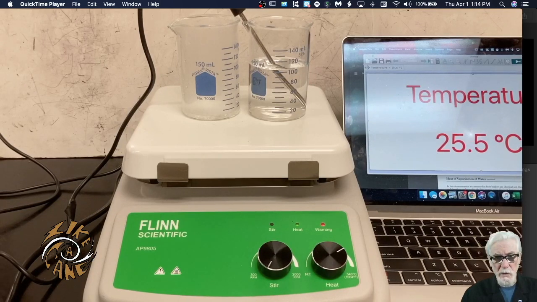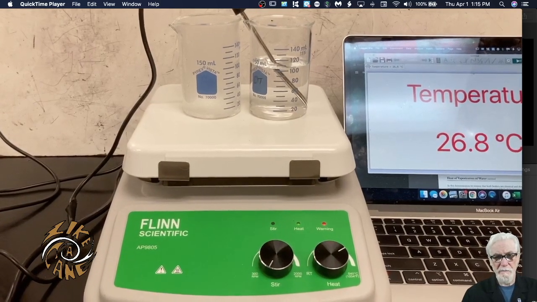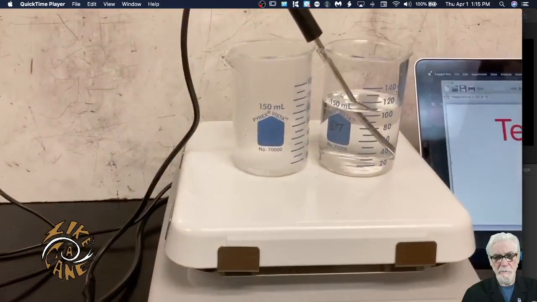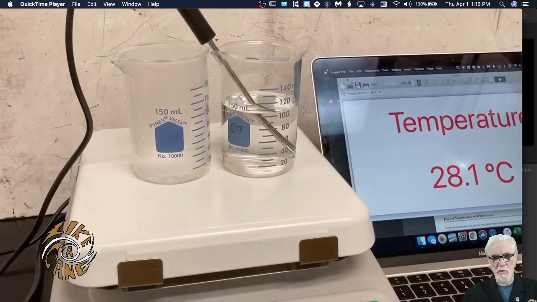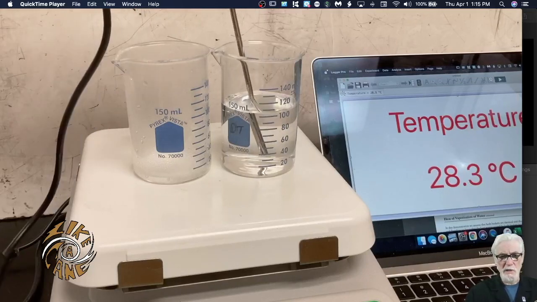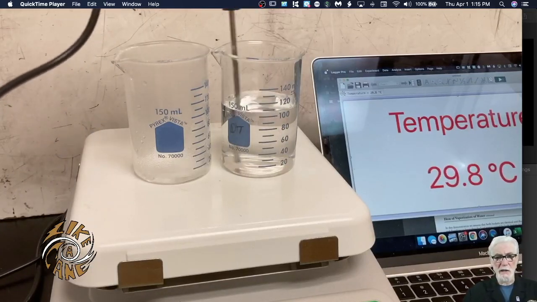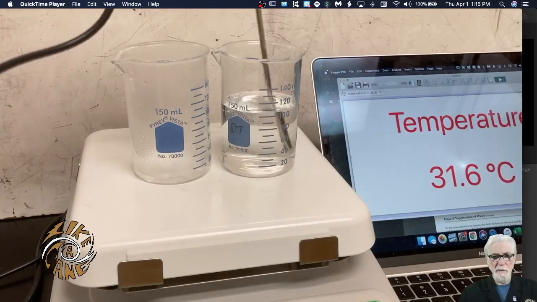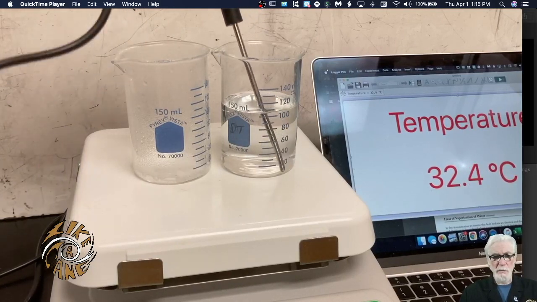And I'm starting to see some bubbles, so it looks like right about now, 25.9 degrees maybe, we saw bubbles beginning to occur. And we're just watching water boil, so I'm going to speed this up. So the idea is we're just going to let this boil until all of the water has been boiled off.